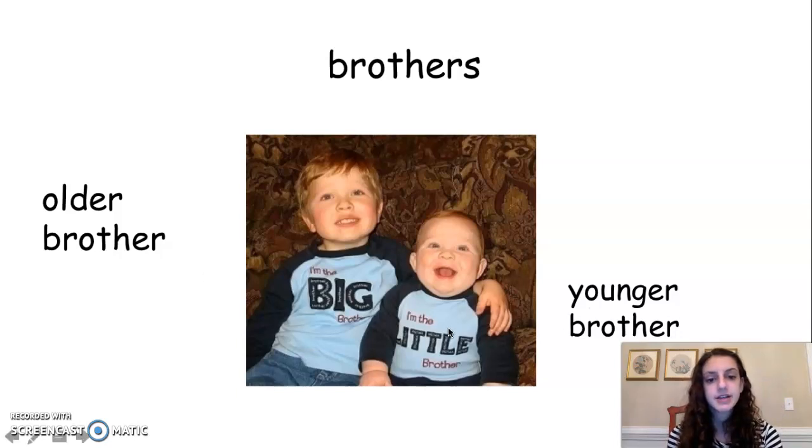This is the younger brother. He was born second, so he is younger. Another way to say older brother is to say big brother. The big brother is bigger or taller because he is older. The younger brother is also the little brother. He is little because he is younger.